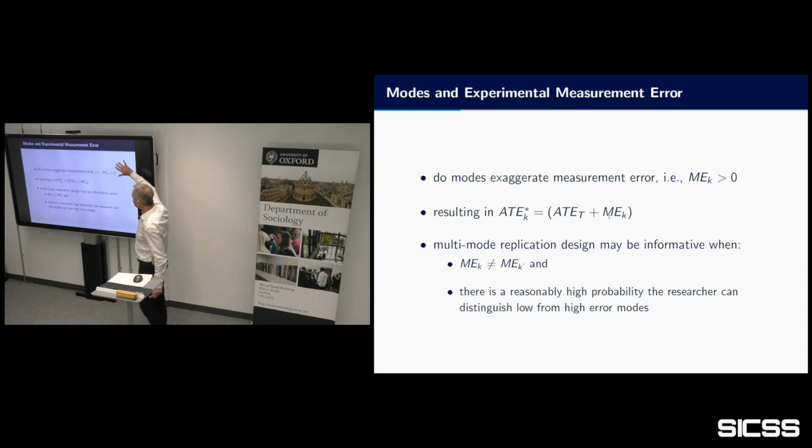And what are you trying to do? Well, you're trying to figure out whether there is measurement error associated with a particular mode. So ME sub K is the measurement error associated with a particular mode. And when you represent an average treatment effect, you should always assume that it's going to reflect a real average treatment effect plus some measurement error, right? And the point is, how do you figure out how big this ME sub K is?